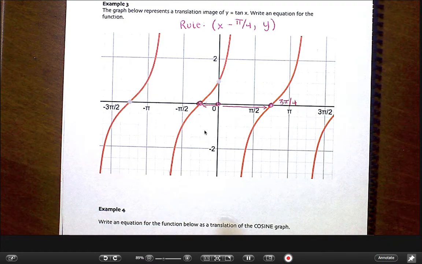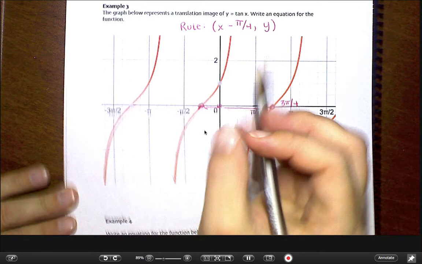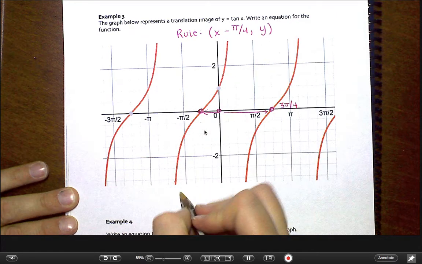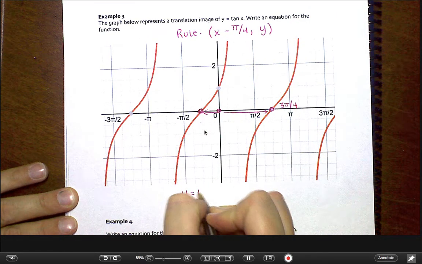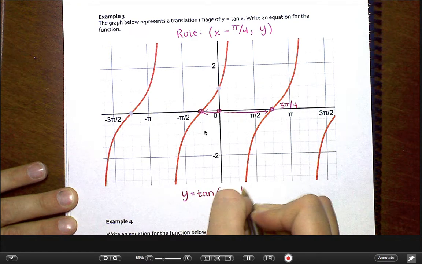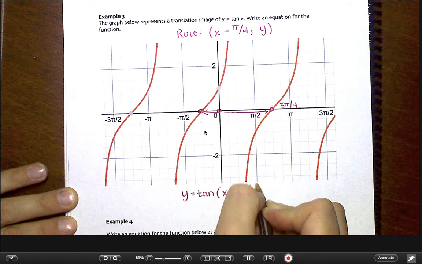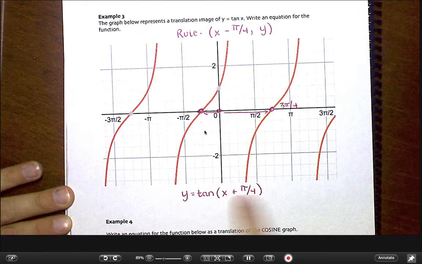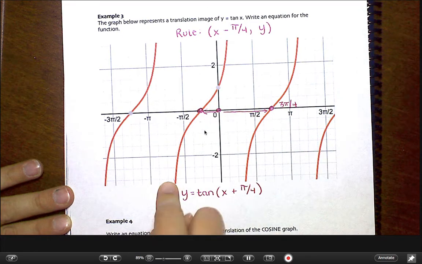So we wrote our rule. We didn't write our equation yet, but that's usually the easy part. I'm looking at this rule, and my equation's now going to look like this. Tangent of x plus pi over 4. Just make sure anything that you're trying to put with the x goes in parentheses with the x, because otherwise if it's sitting out here, it looks like maybe it belongs to the y.